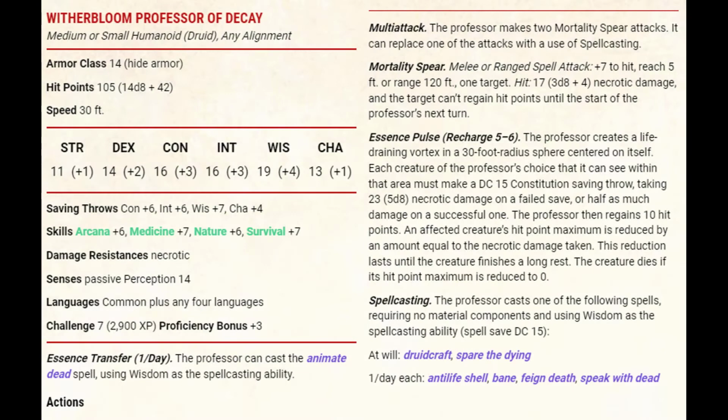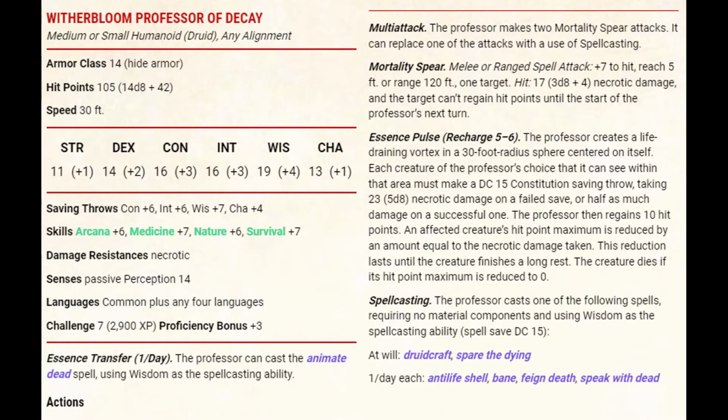The Witherbloom Professor of Decay is a medium or small druid of any alignment. They have an AC of 14, 105 hit points, and a 30-foot movement speed. They have a +1 to Strength, +2 to Dex, +3 to Con, +3 to Intelligence, +4 to Wisdom, and +1 to Charisma. They have proficiency in Constitution, Intelligence, Wisdom, and Charisma saving throws, as well as the Arcana, Medicine, Nature, and Survival skills. They have resistance to necrotic damage, and they have a passive perception of 14. They speak Common and any 4 languages, have a challenge rating of 7, and a proficiency bonus of +3.